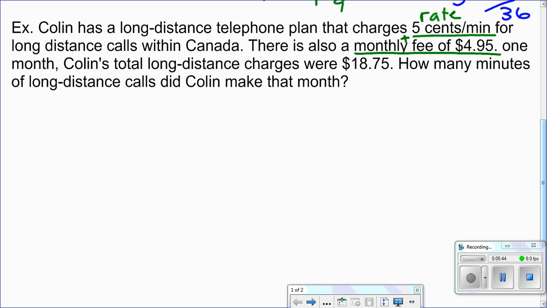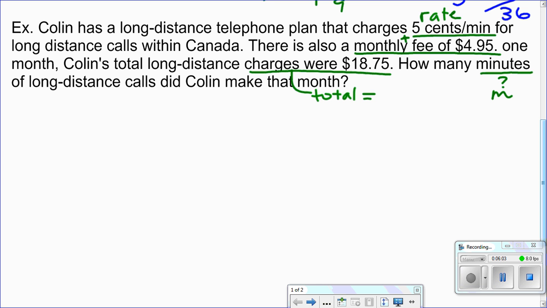So in 1 month, his charges were... so charges, that's another word for total, which is another word for equals. Okay, so how many minutes did he call? When it says how many minutes, that means we don't know what that is. That means it's going to be our variable.